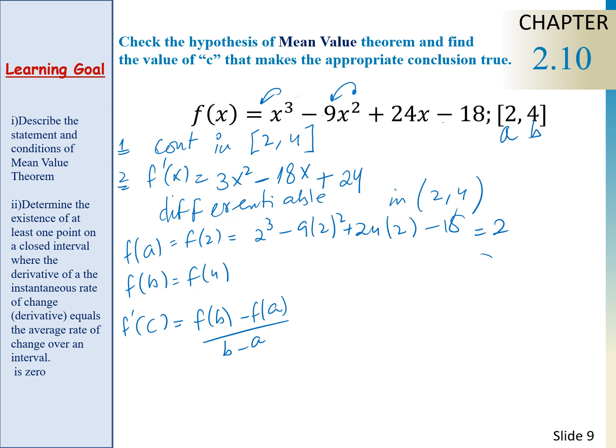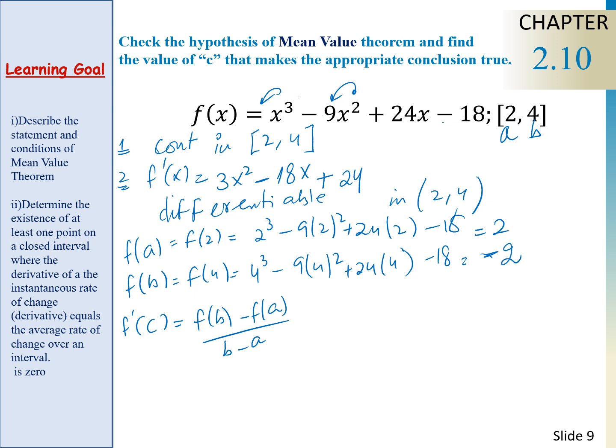Now substitute the x by 4. So it will be 4 cube minus 9 times 4 square plus 24 times 4 minus 18. Make sure that the calculations are correct. Okay, so wherever we wrote 2 in the calculator, I am replacing it by 4, and you also do the work with me so that you also understand what is actually happening. So the answer is negative 2.